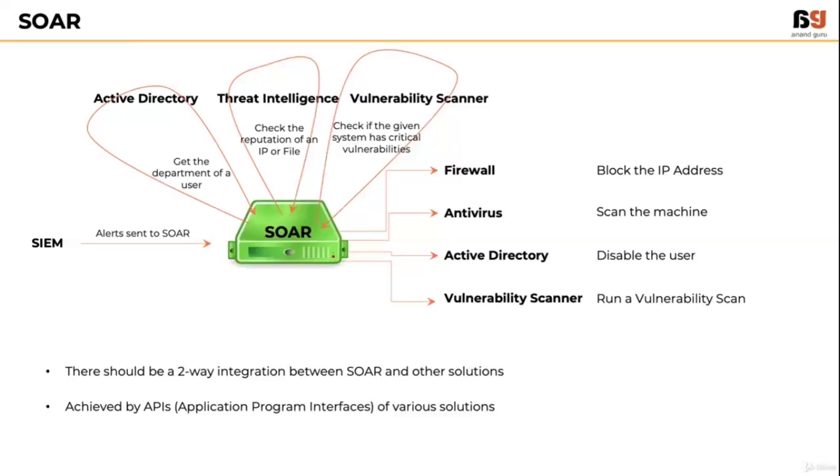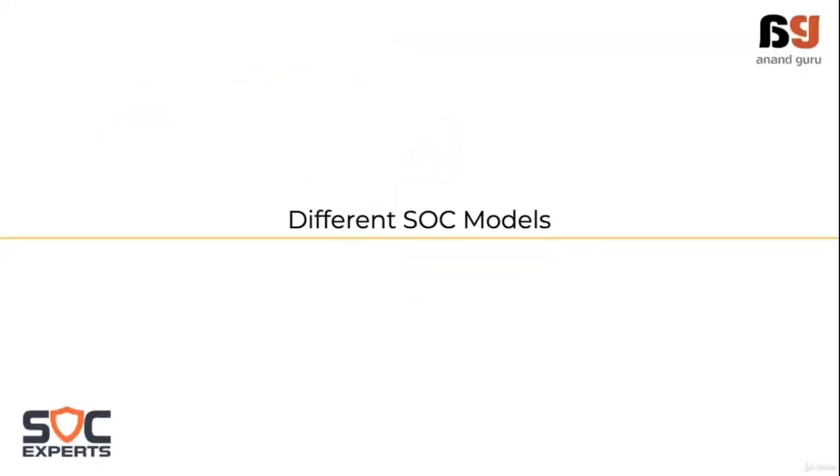So once it passes through the SOAR, the firewall, antivirus, Active Directory, and vulnerability scanner: the firewall blocks the IP address if it's a bad one. The antivirus scans the machine. Then Active Directory disables the user if it's a bad user. Then it also runs a vulnerability scan. So it analyzes that there should be a two-way integration between the SOAR and other solutions, and this two-way integration happens with an API, which is the application programming interface of various solutions.